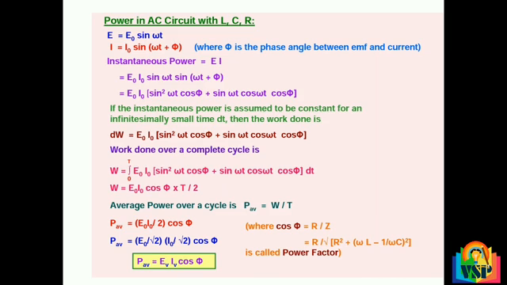Here cos phi is equal to R by Z, where Z is the impedance. Average power P AV is equal to E naught by root 2 into I naught by root 2 into cos phi, which means RMS values. P AV is equal to E rms I rms cos phi.